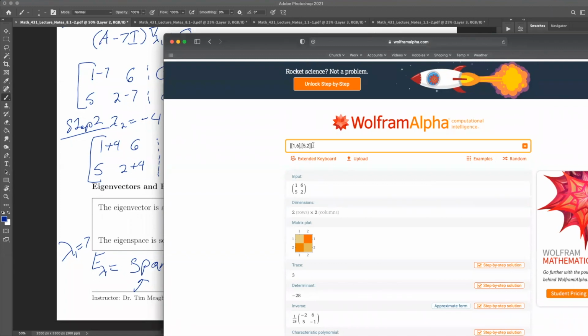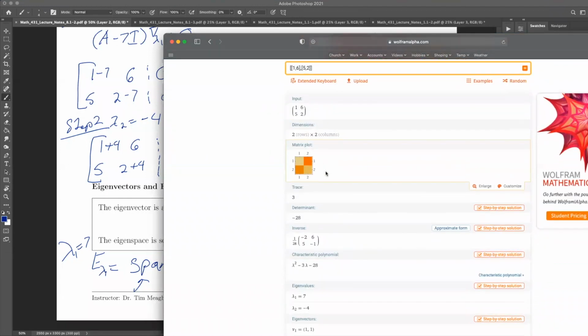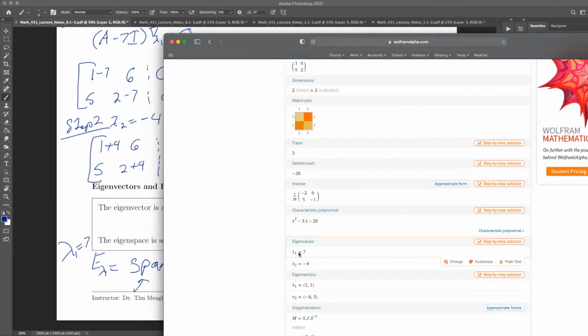If you have a TI-89, it's EIG, capital V, something is the values, and capital V, something else is the vectors. And you have to just know how to read your calculator. But since we're going to be doing this online, I'm just going to show you this right here. And so here we get lambda 1 is 7, and the vector 1 is (1, 1), what we got. And then here we got -4, and then here we got (-6, 5).